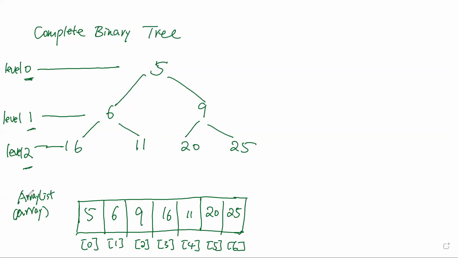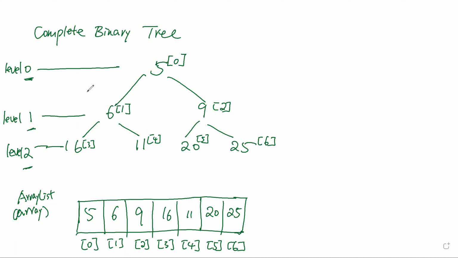So different levels: level 0, level 1, level 2, that is right. I'm also going to write down the corresponding index here so that we can better understand. Then 2, and then here it's 3 and 4 and 5 and 6. So this is regarding the tree and the corresponding array.